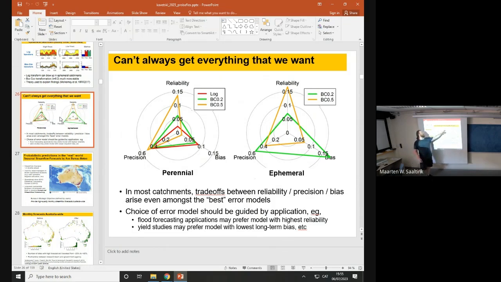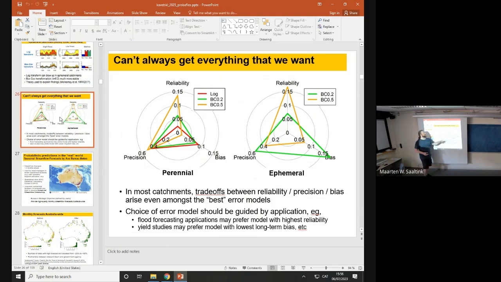So for the log, you cannot beat the log in terms of reliability from that choice of methods, but you can beat it in terms of the bias and the precision. Same for every other scheme. So there was basically no single scheme that did best according to all the metrics. And so we found that these three schemes were Pareto optimal in that respect.